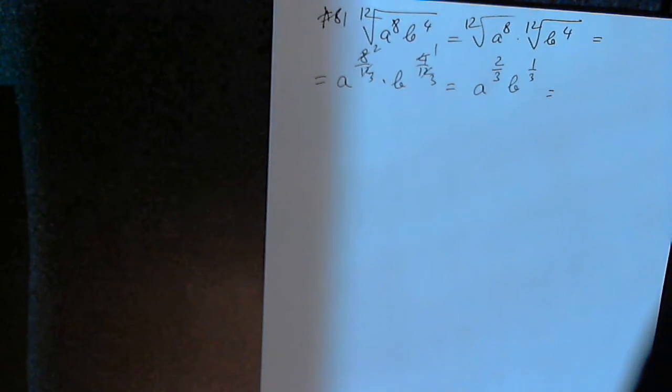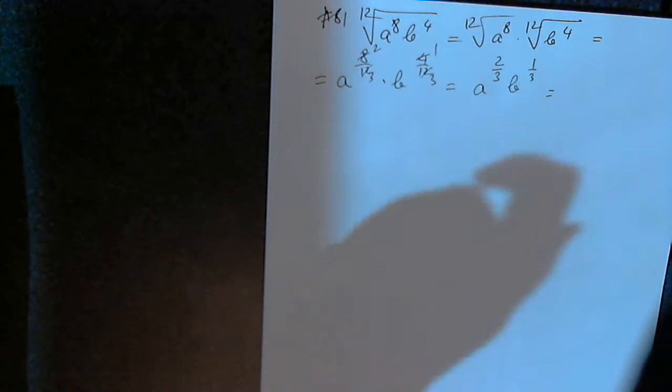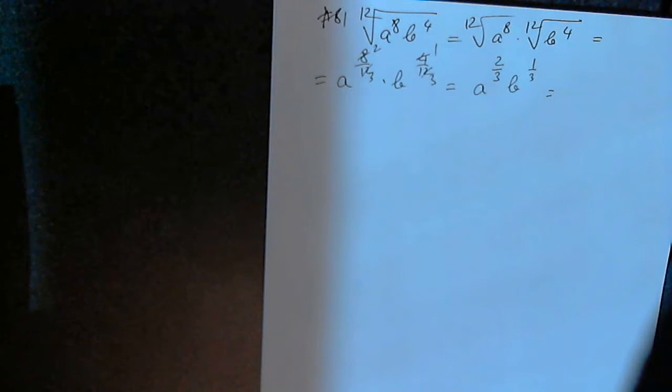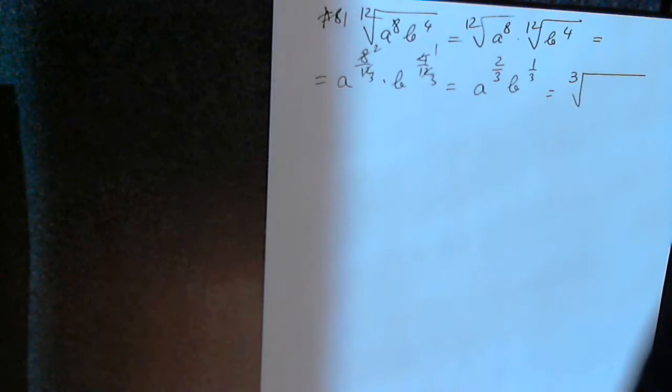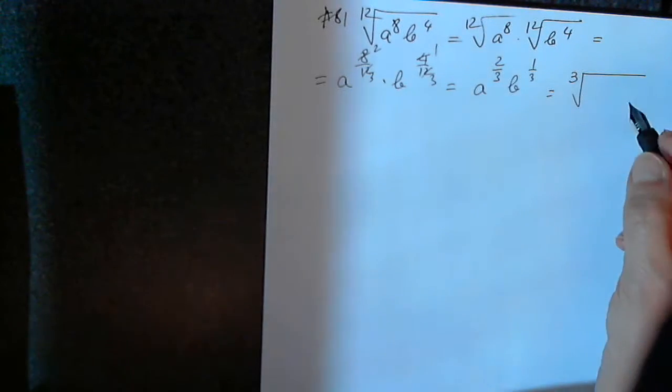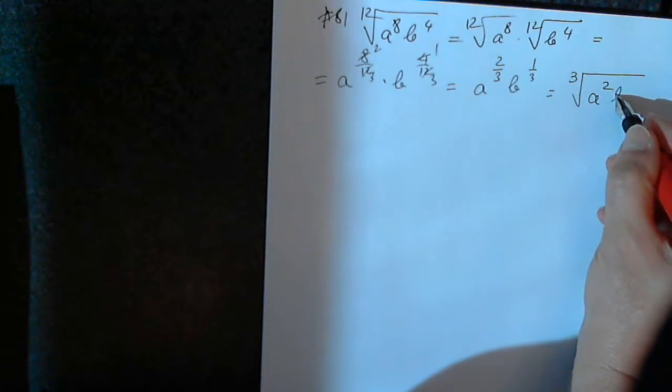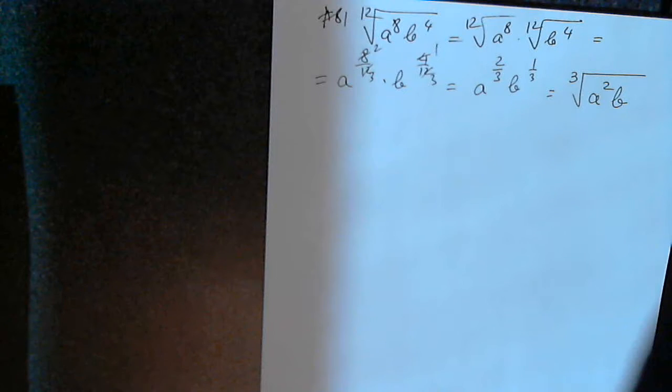Since they do have the same denominator, it means that they have the same index. Perfect. So the index is 3 for both of them. And now under the cube root, I have a to the second power and b to the 1. That's it. Excellent.